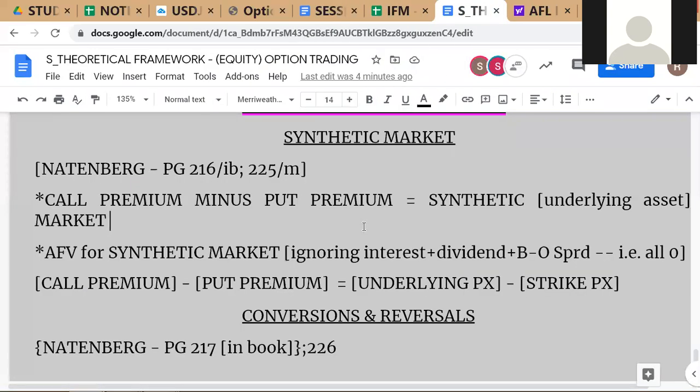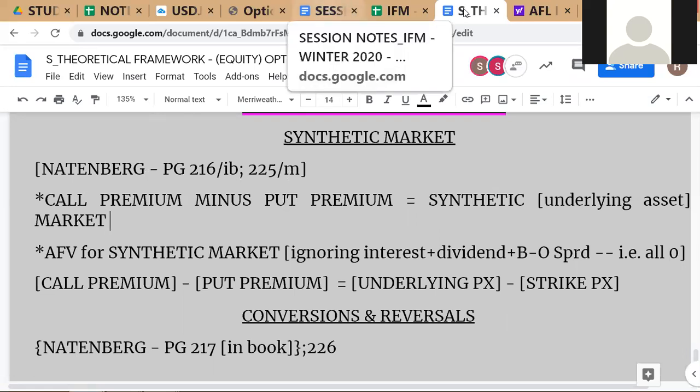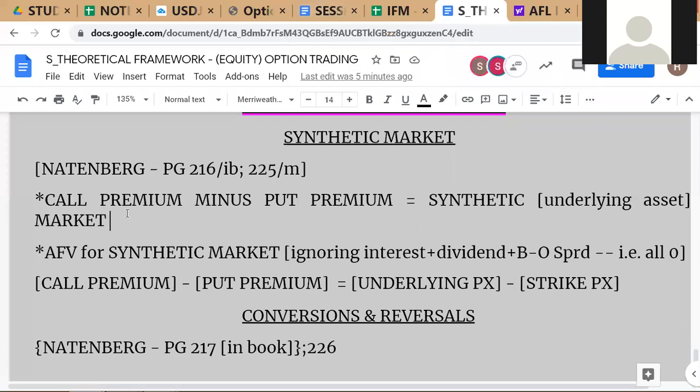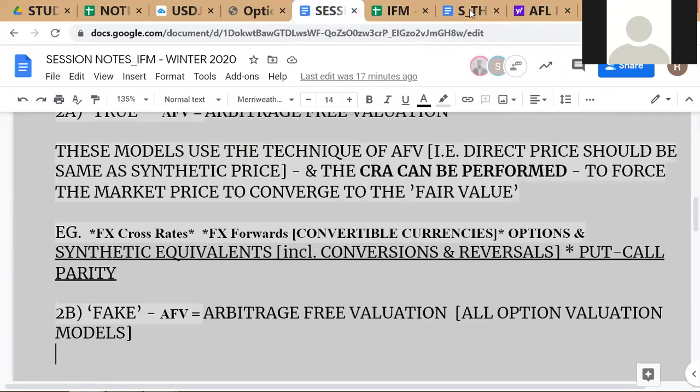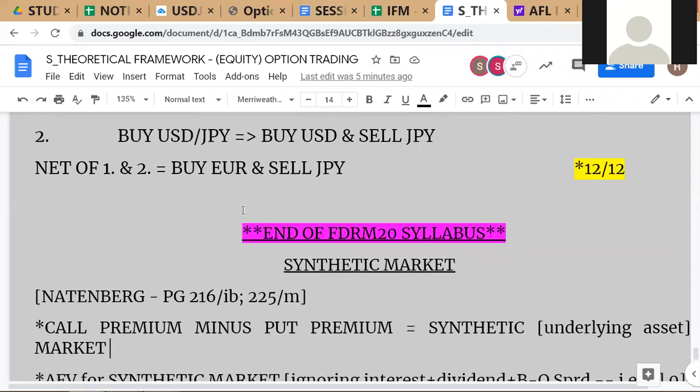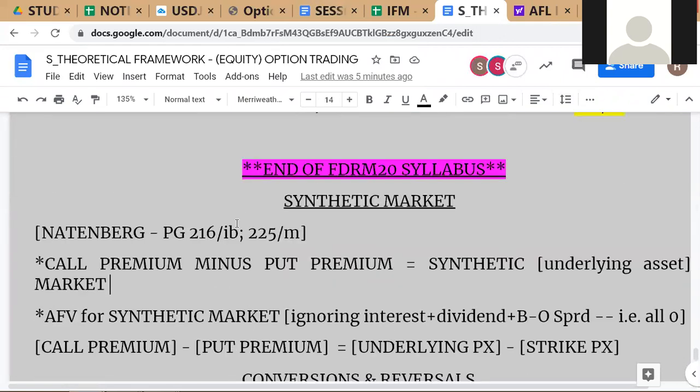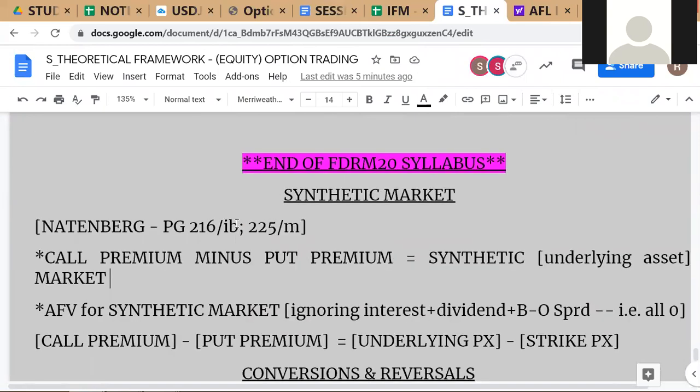So today's discussion is a little bit spread between these two notes, okay? But you are following the discussion, so you can see both of them are accessible to you, okay? We just had this discussion earlier about the fair value models, setting the context properly, and then we are continuing with the discussion of fair value AFV relationships in the option markets, okay?